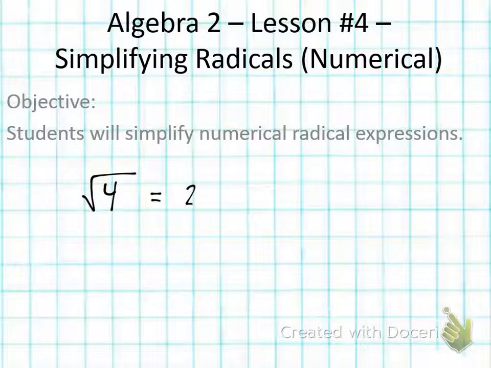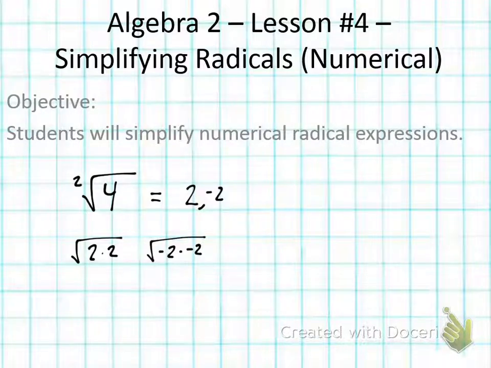It's also negative 2 because we're looking for two numbers that are multiplied with themselves twice to equal the number on the inside. The way I teach my students how to deal with radicals is you look at the index. In this instance, the index is 2. We know that 2 times 2 is equal to 4, or negative 2 times negative 2 is equal to 4.